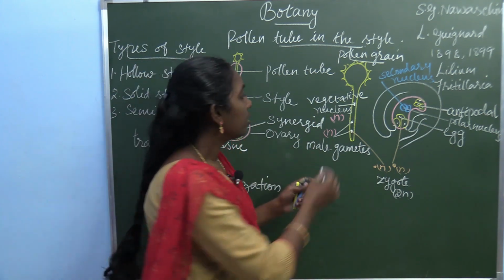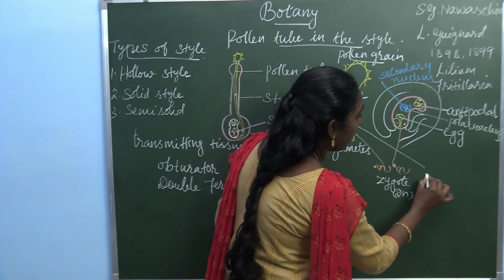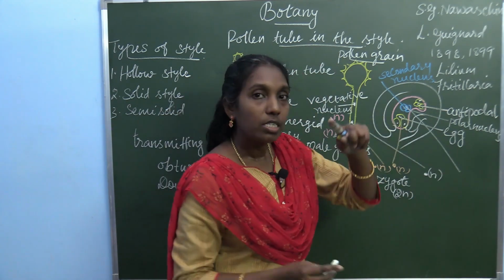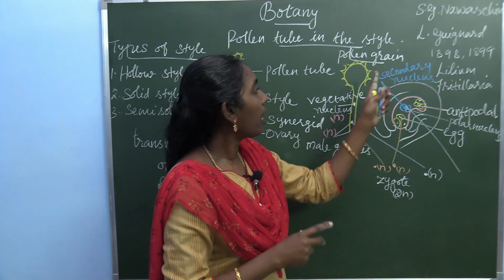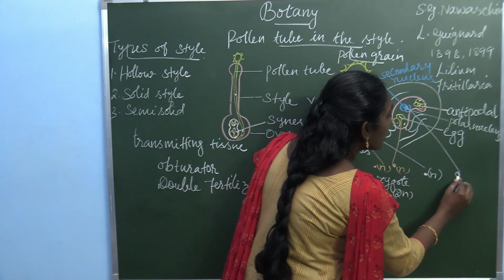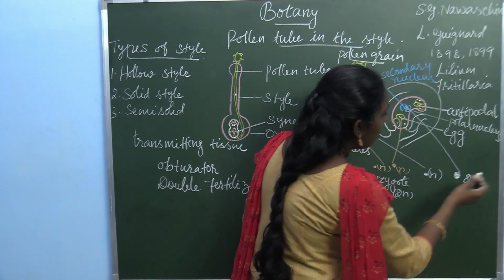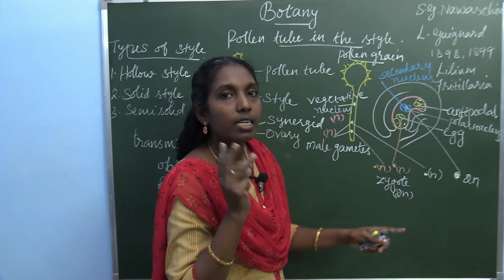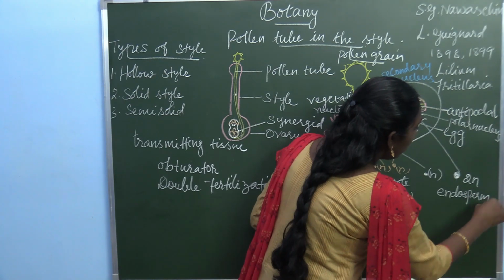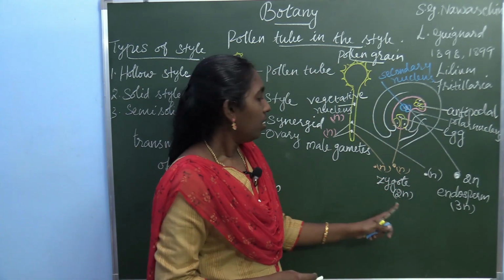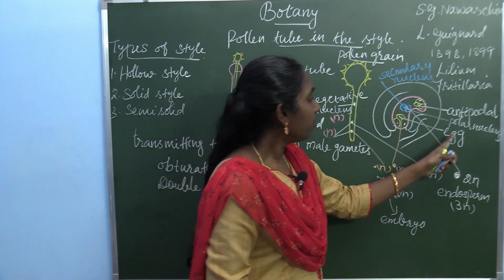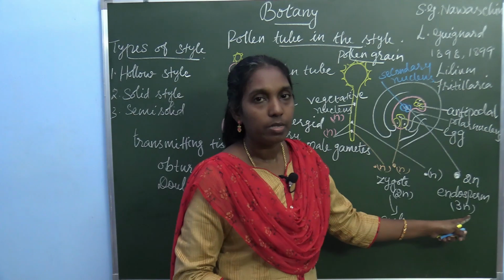And the other male gamete, this N, fuses with the secondary nucleus. At first there were polar nuclei, 2 polar nuclei fused together and formed the secondary nucleus. So, this male gamete fuses with the secondary nucleus. This secondary nucleus is already 2N in nature. So, this 2N plus 1N now becomes 3N. So, it forms endosperm. Now, this endosperm is 3N. So, from the zygote, the embryo develops. From the secondary nucleus, endosperm is developed.